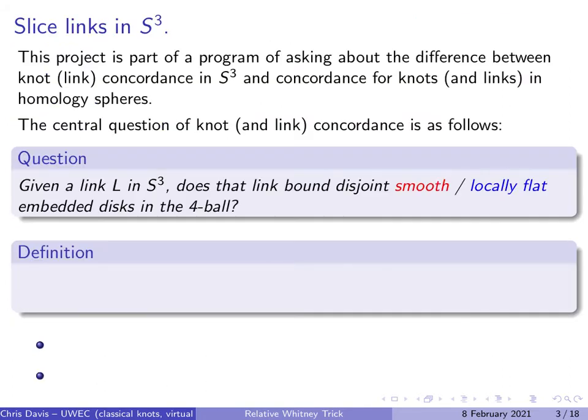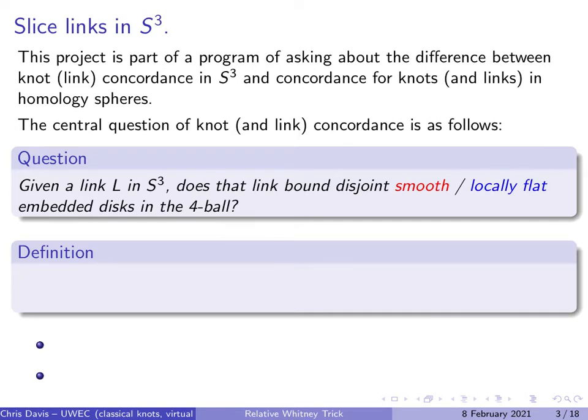So, slice links in S3. Maybe I should motivate the definition before I actually make it. A thing that I've been finding myself interested in quite a bit recently is the difference between knot or link concordance in S3, and the same theory for knots or links in homology spheres, or in general for knots or links in any three-manifold.